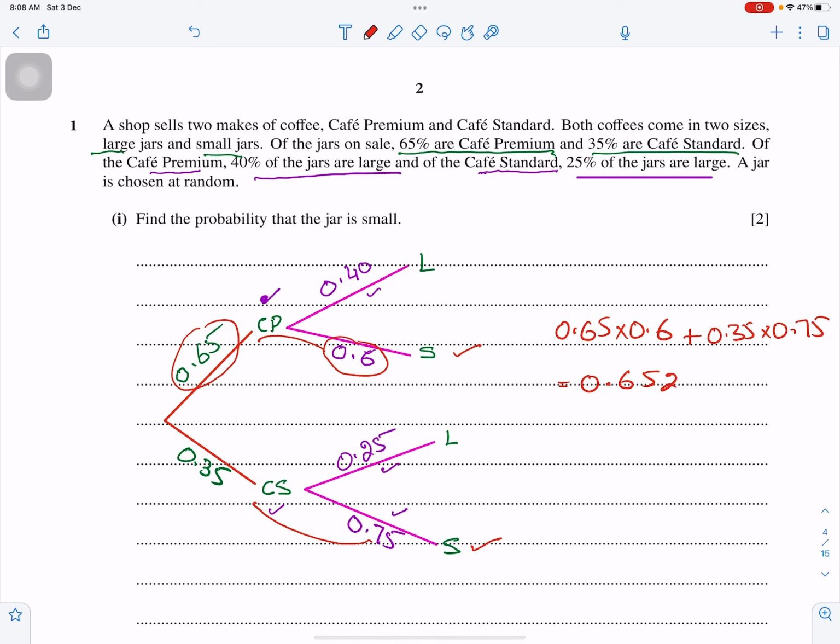The answer will be 0.6525. Now on the first page of the exam paper, the instruction is to give your answer in 3 significant figures. So don't forget to change it into 3 significant figures, 0.653. So this will be your probability that the jar is small on the sale of the two different cafes.